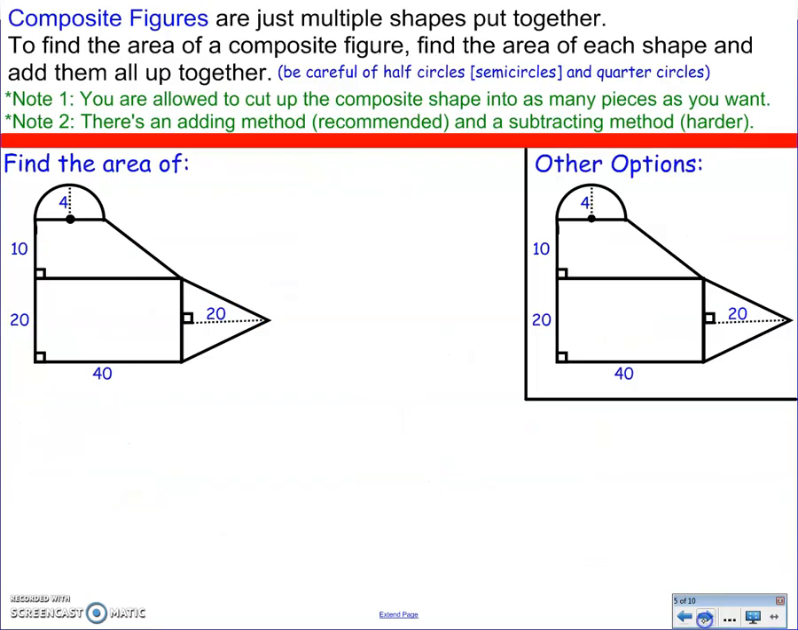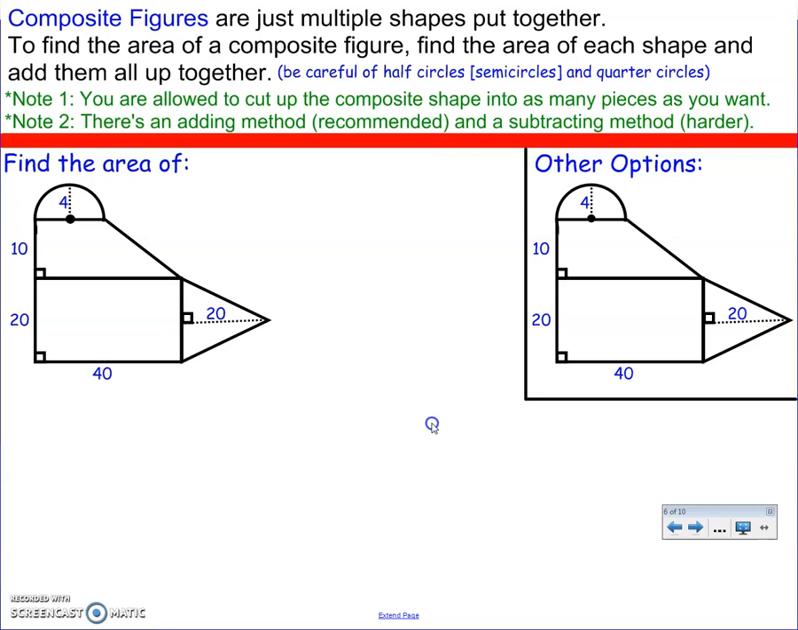All right, next, we have composite figures. Composite figures or shapes are just multiple shapes put together. To find the area of a composite figure, find the area of each shape, and add them all together. Be careful of half circles and semicircles and quarter circles. Note 1, you're allowed to cut up the composite shape into as many pieces as you want. And note 2, there's an adding method, which I recommend and which I'm going to teach y'all, and a subtracting method, which I will not go over. We could do a live session over it.